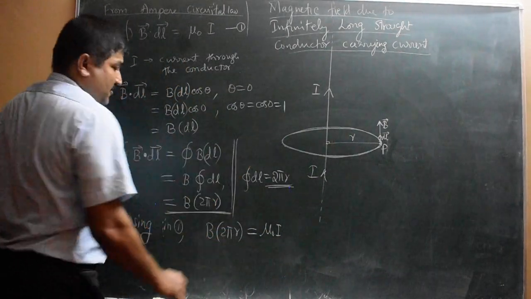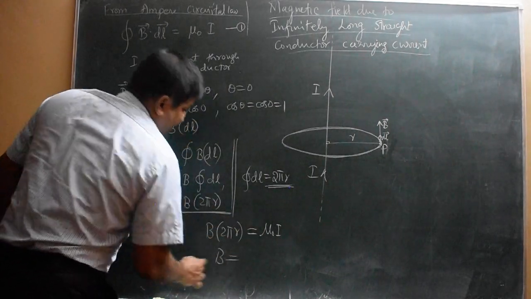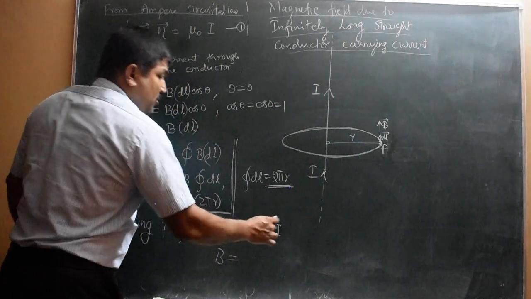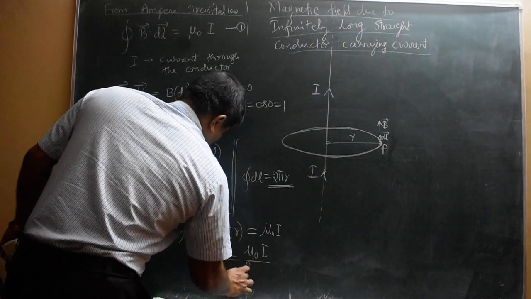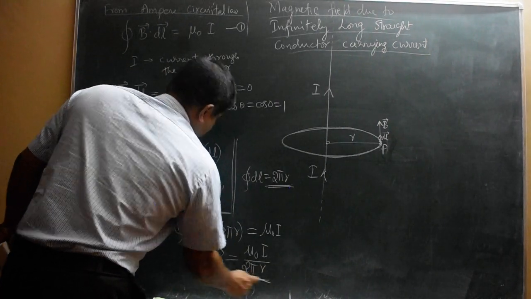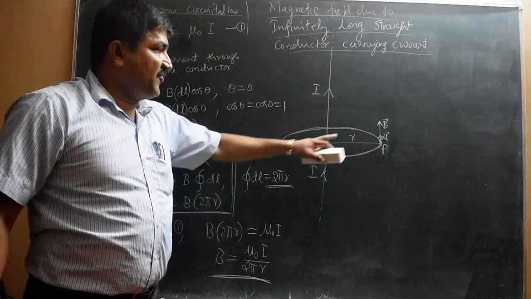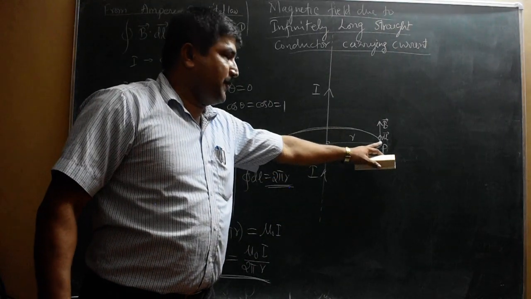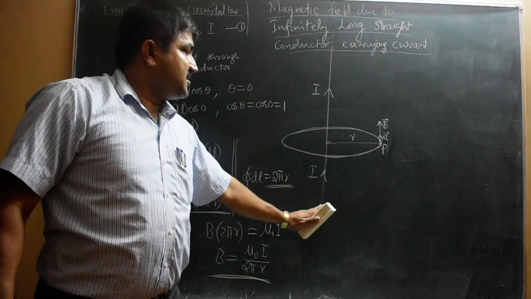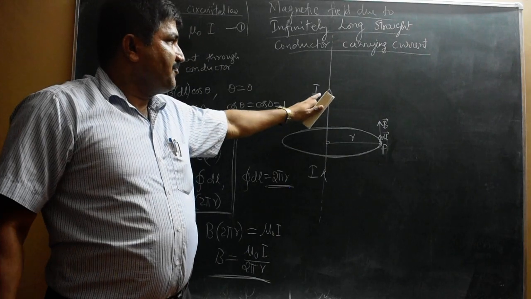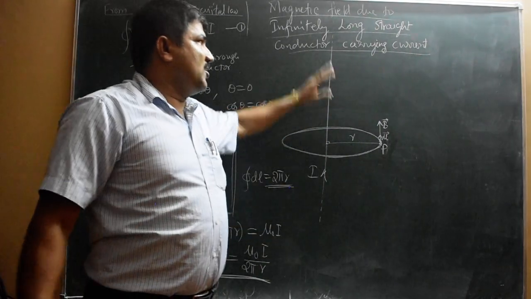Okay, so then what happens? B into 2 pi r equal to mu naught I means I get the expression for B. Taking 2 pi r to the other side, B equals mu naught I divided by 2 pi r. What does it indicate? B is the magnetic field, the magnitude of magnetic field at a point at a distance r from a straight infinitely long conductor carrying a current I. This is the magnetic field due to an infinitely long straight conductor.